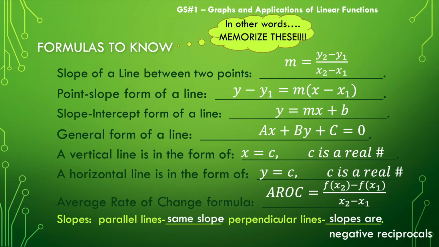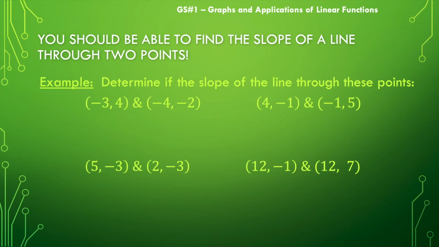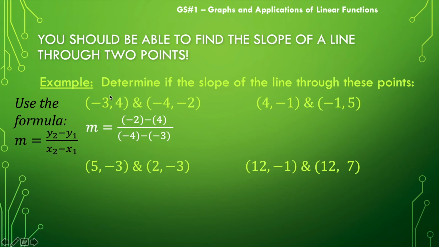All right, so these are the things you want to commit to memory. So let's do a little bit of math. First thing, you should be able to take 2 points and determine the slope of the line that goes through them. So you're going to use that first formula, m is equal to y2 minus y1 over x2 minus x1, and sub in x1, y1, x2, y2. Okay, so if I do that, then we will just say, negative 2 minus 4 divided by negative 4 minus negative 3 will equal the slope of the line that goes through these 2 points.